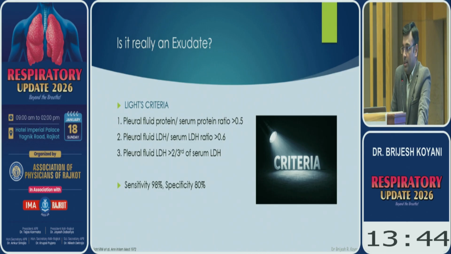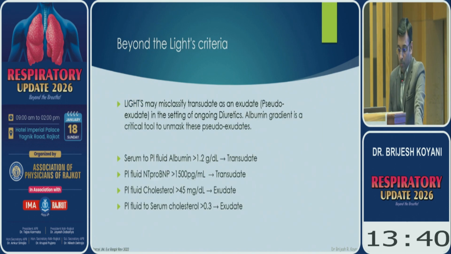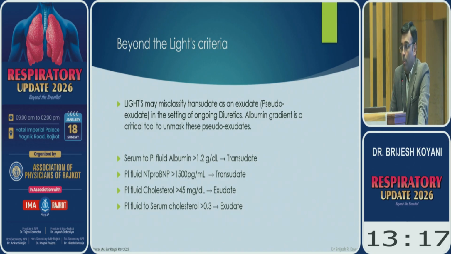So is it always exudate based on Light's criteria? My answer is no, not always. We should go beyond Light's criteria. Light's criteria may misclassify some transudates as exudates, what we call pseudo-exudates, especially in the setting of ongoing diuretics. In this scenario, the albumin gradient is a critical tool to unmask this type of pseudo-exudate. A serum to pleural fluid albumin gradient more than 1.2 will suggest that the fluid is transudate.